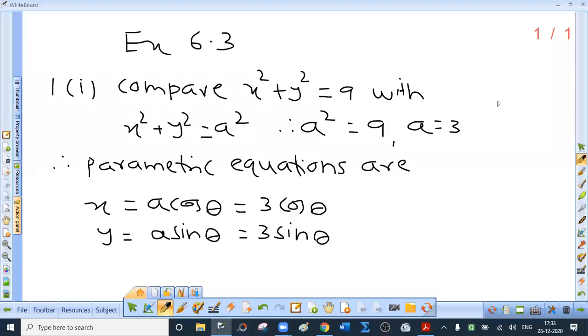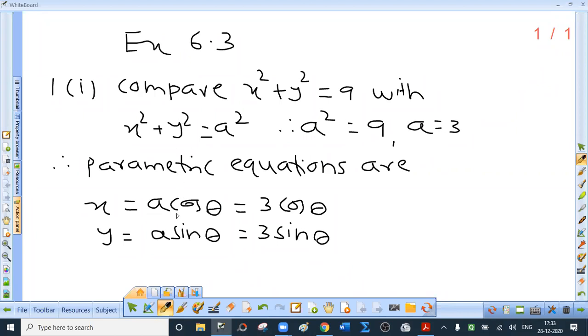Exercise 6.3. Write the parametric equations of the circles. First equation, x square plus y square equal to 9. Compare it with x square plus y square equal to a square. So a square is 9, so a is plus or minus 3 because a is radius. Now what are the parametric equations?